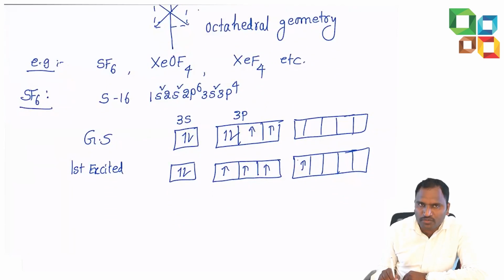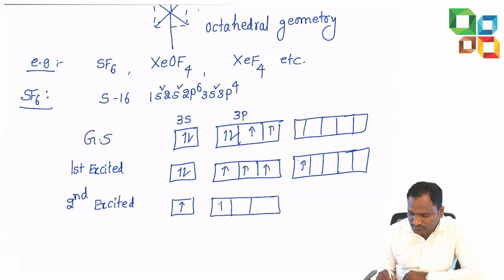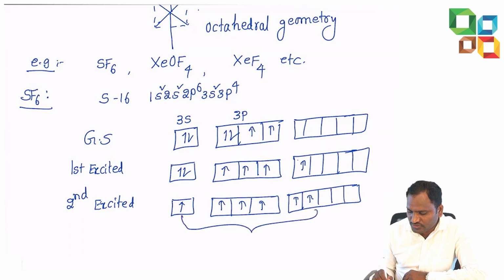If you unpair the second pair, it is called the second excited state. So far, with the first excited state only, we got a sufficient number of unpaired electrons. Here we are not getting it, so a second time you have to give energy. That time this pair will be unpaired. So what is the hybridization, students? sp3d2.